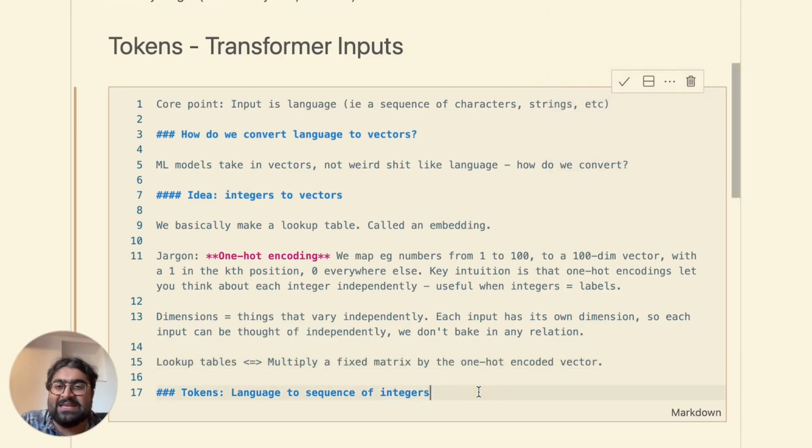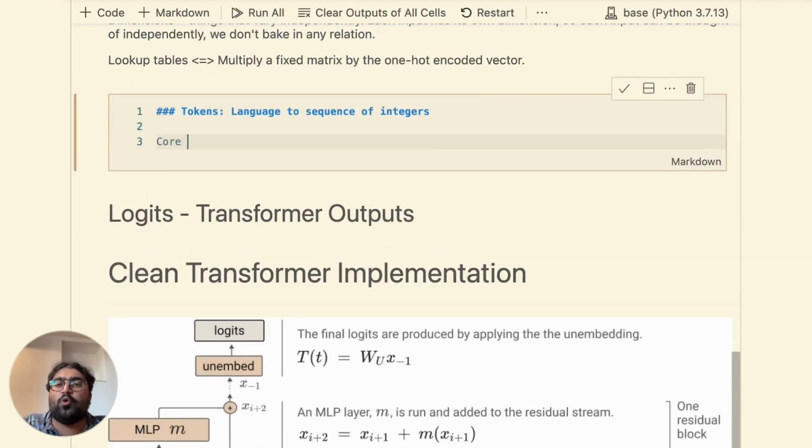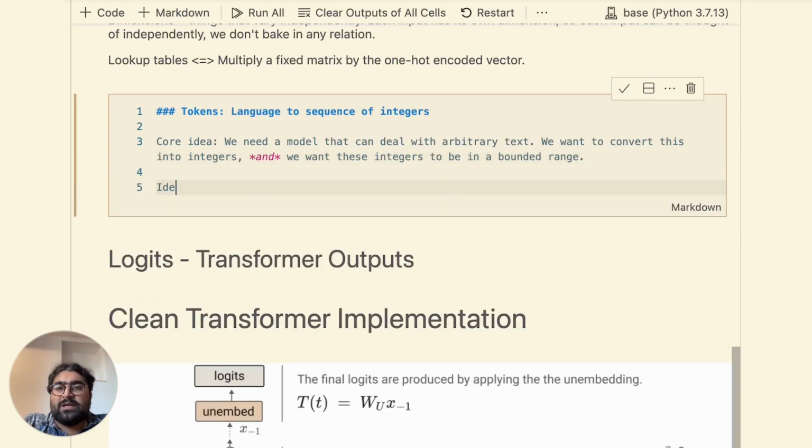The next idea is way trickier, and that's this idea of tokens. Core idea, we need a model that can deal with arbitrary text, and we want to convert it to integers, and we want these integers to be in a bounded range. I want to be able to just say max integer size is 100, or in the case of transformers like 50,000, and all things fit within that. The natural way to do this is form a vocabulary.